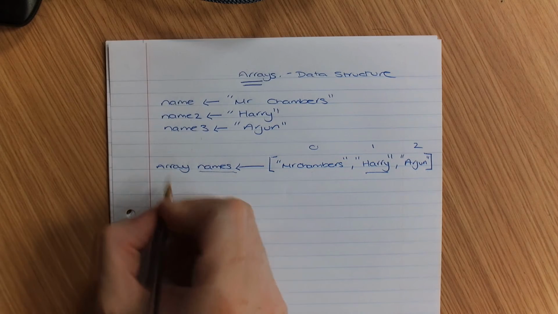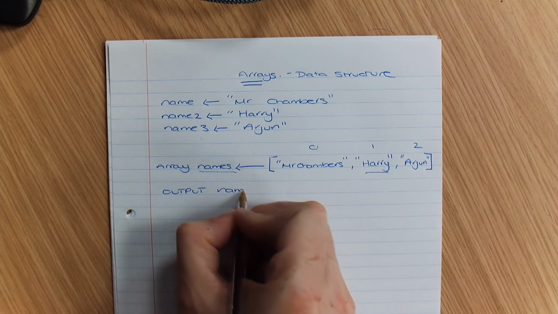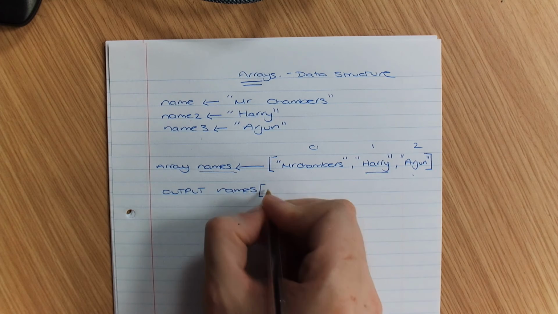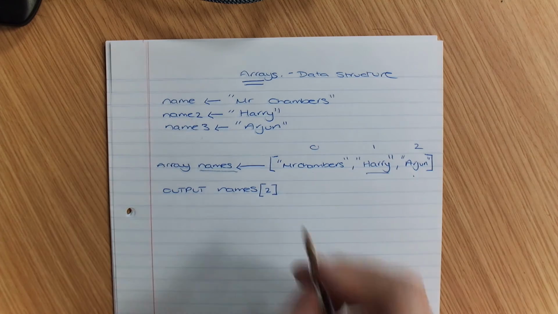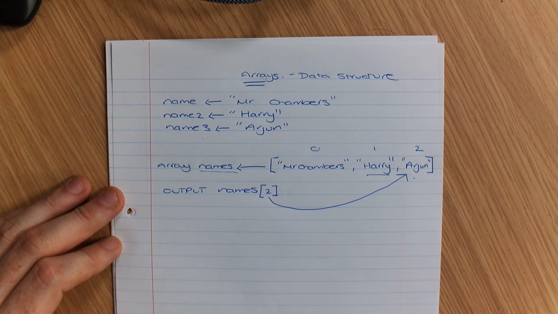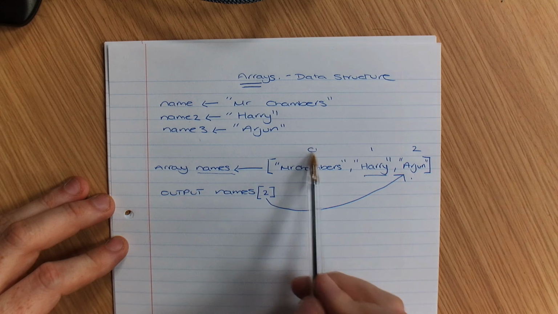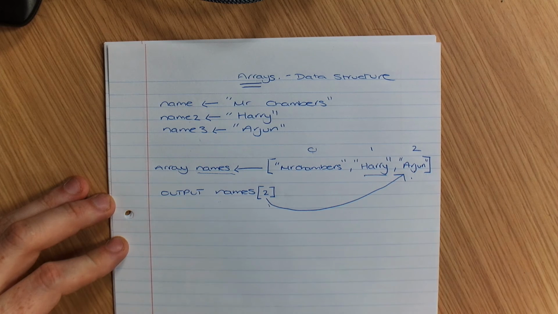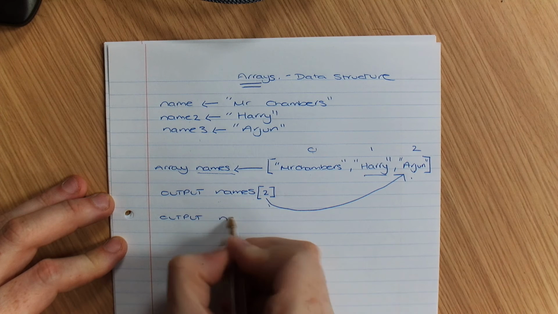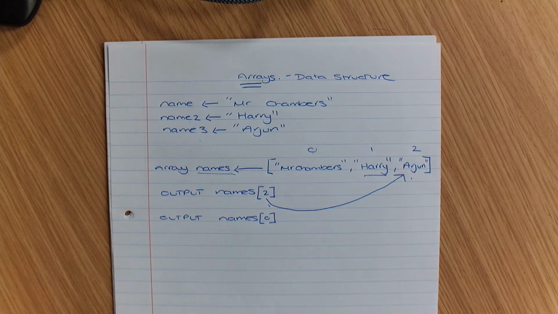So watch what I'm going to do here. I'm going to output names, and what I can do if I want to point to Arjun is I can put 2, and what that would do is it points to that position in my array. So if I wanted Mr. Chambers, what would I write in? Given that names 2 is Arjun, I want Mr. Chambers. Yes? Output names 0.